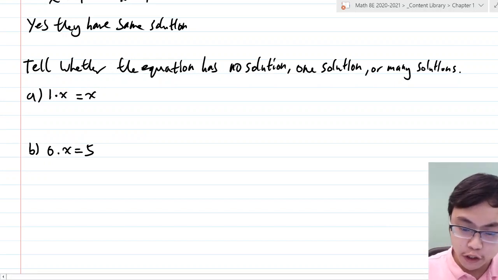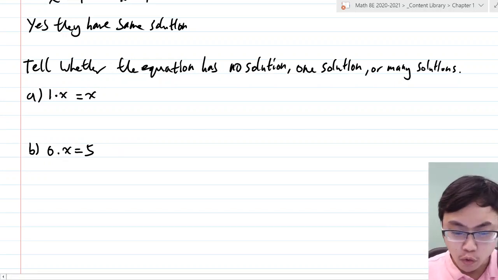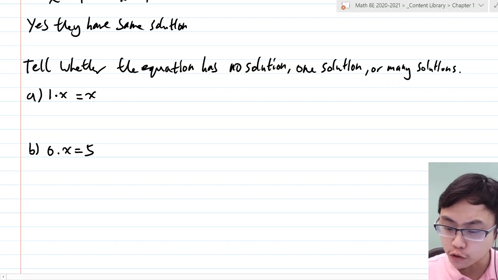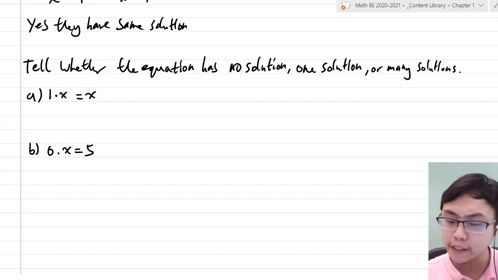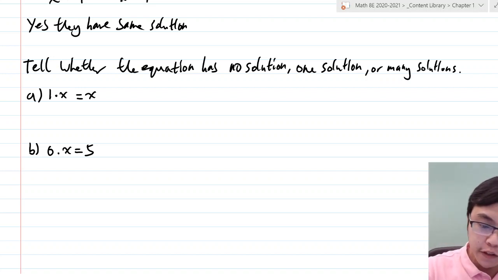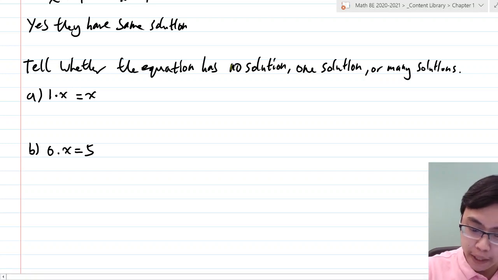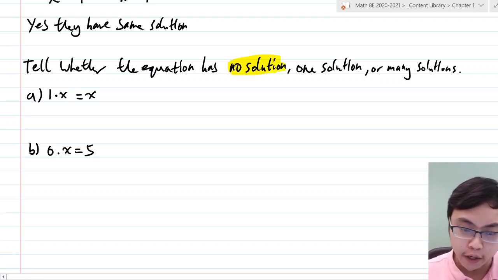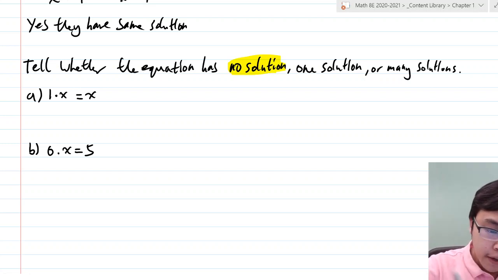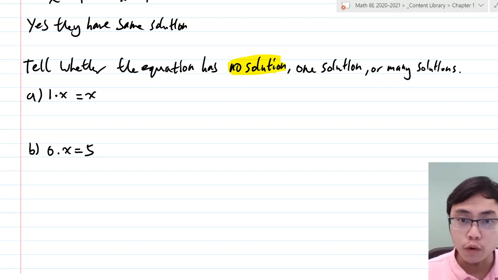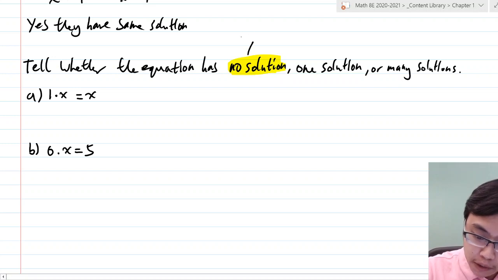The next type of question that I want to talk about is tell whether the equation has no solution, one solution, or many solutions. So this may be something you haven't seen before, maybe. The main important thing is what is the meaning of no solution? No solution means that no value of x will make the equation true. That's what it means.